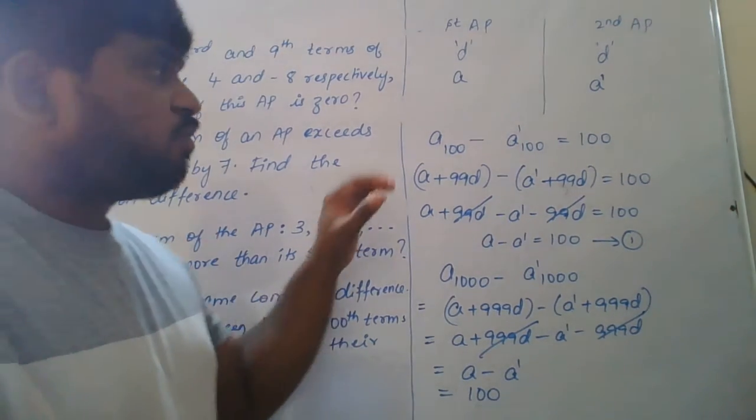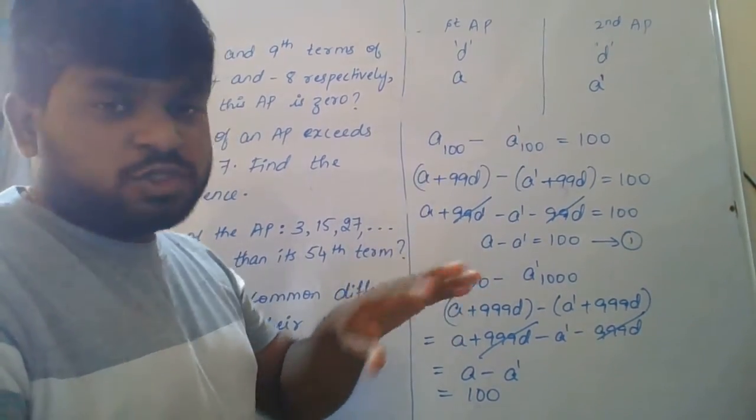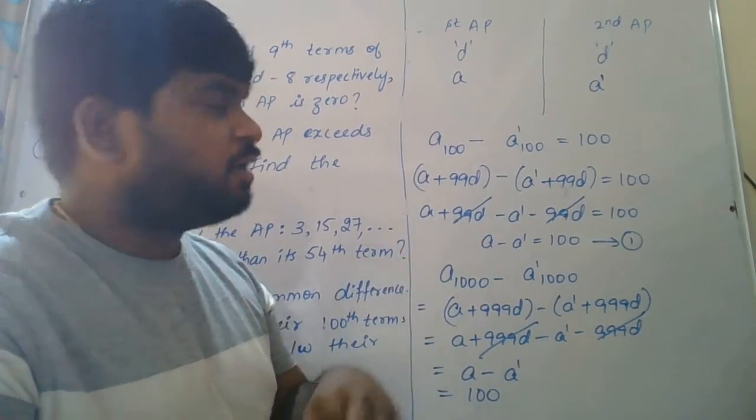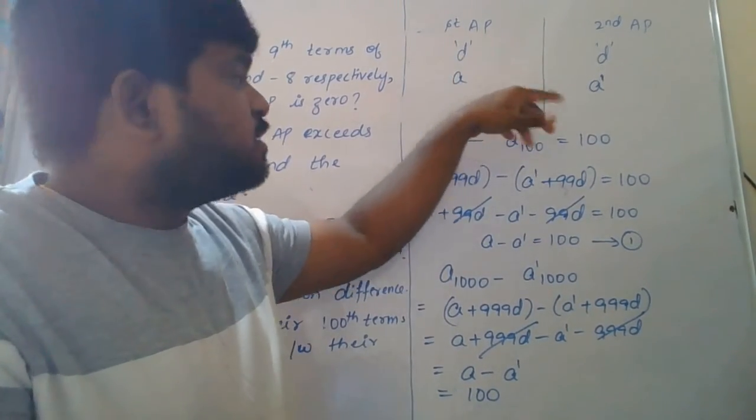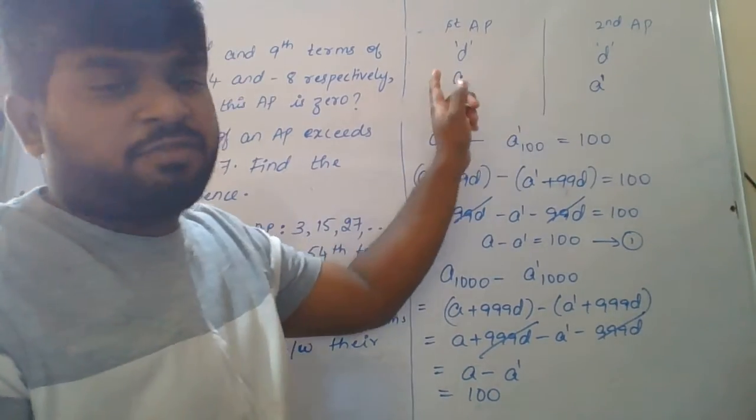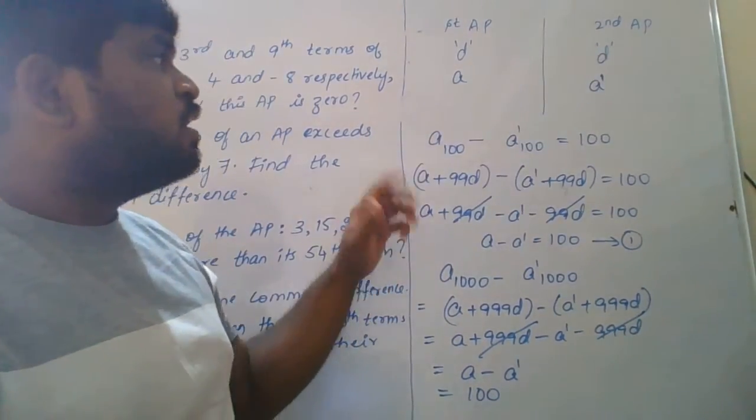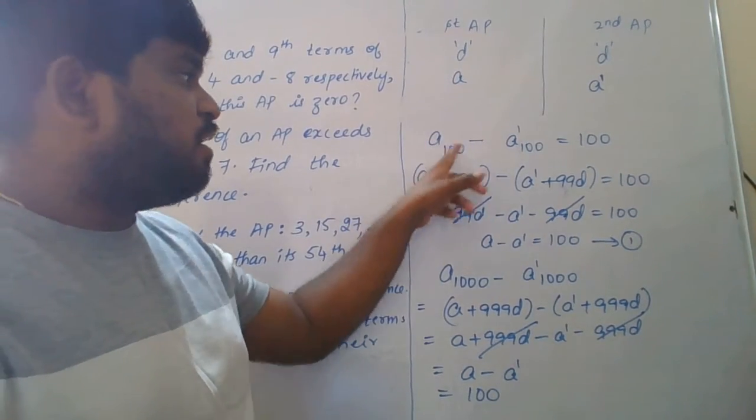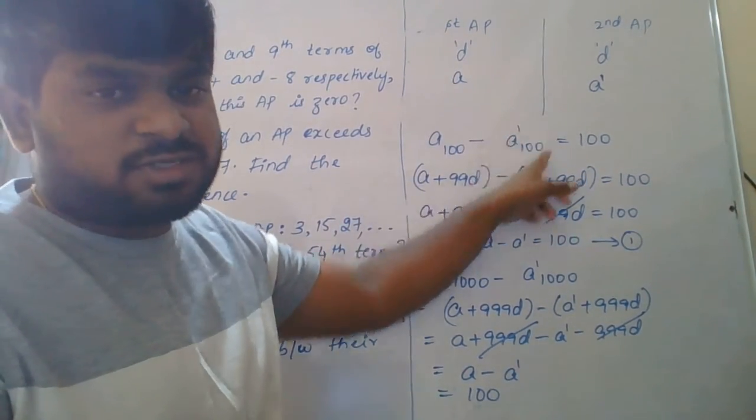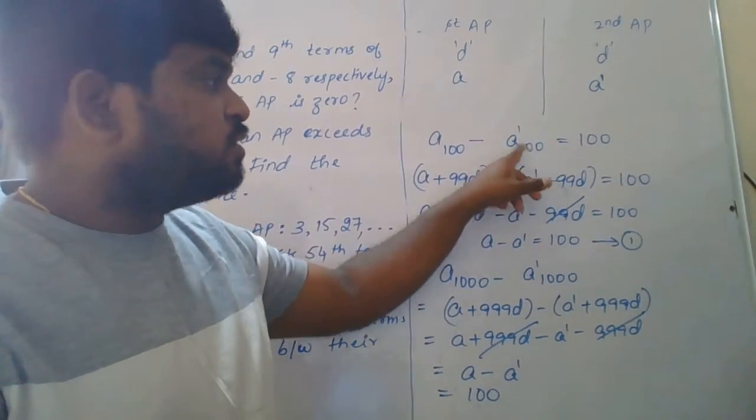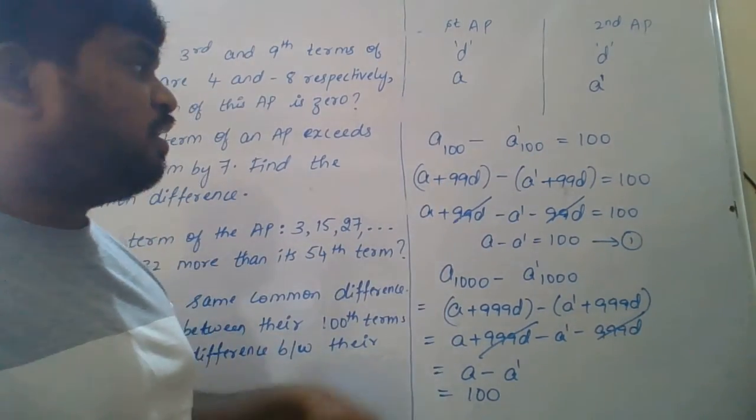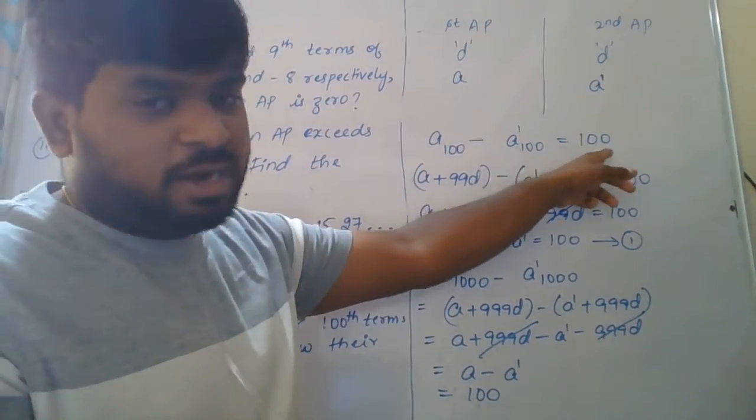Very simple. We have two different APs, so the representation should be different. But they have told the common difference is the same, so I have taken D and D here. But the first term here is A, and the first term here is A prime, A dash. Okay. So the difference between the 100th terms, A100 minus A dash 100. This is a different AP, right? So that's why I have taken A dash. Please do not get confused. So if you subtract it, you get 100. This is what is given.